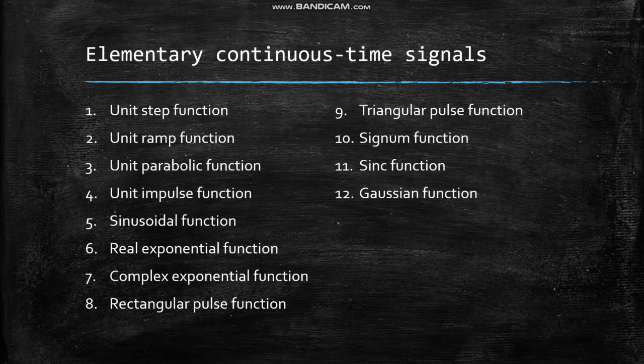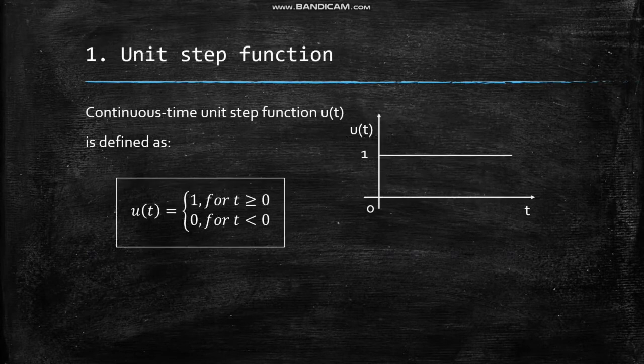So the elementary continuous time signals, which we will be discussing first, are represented here. The first one being the unit step function, then there is the unit ramp function, unit parabolic function, unit impulse function, sinusoidal function, real exponential function, complex exponential function, rectangular pulse function, triangular pulse function, signum function, sinc function, and Gaussian function. So first let's move on to the unit step function.